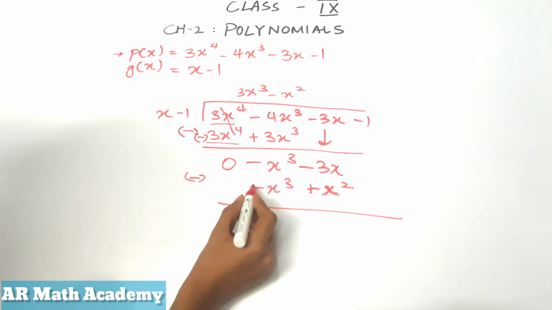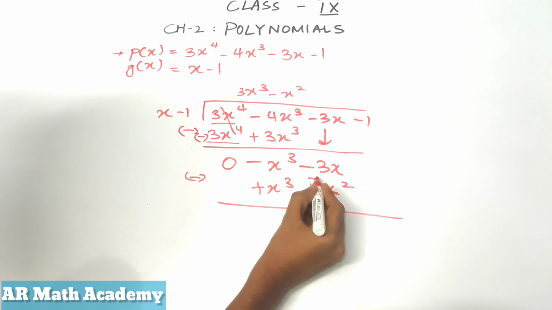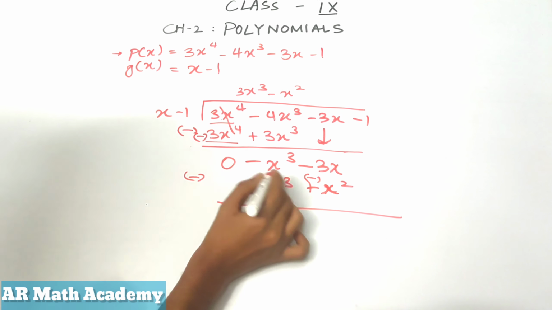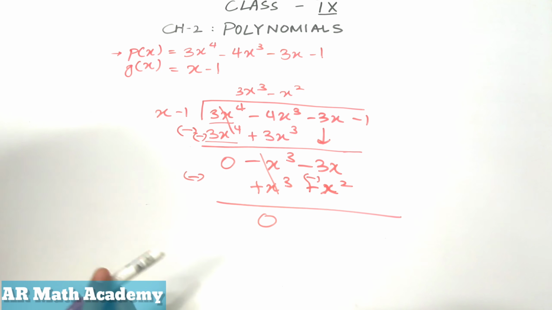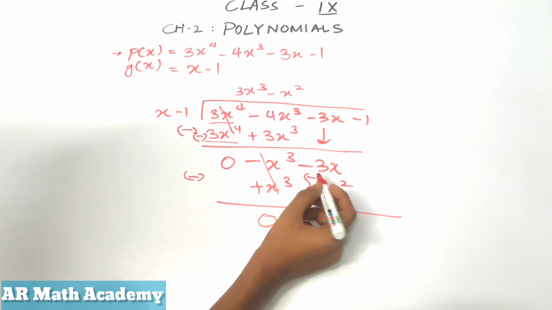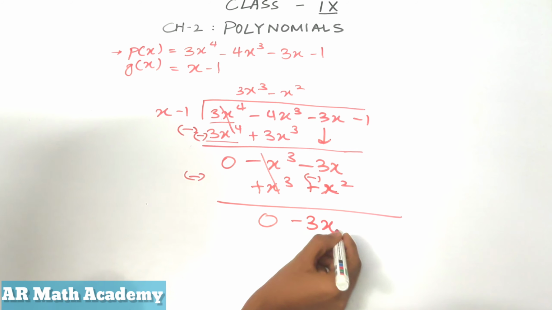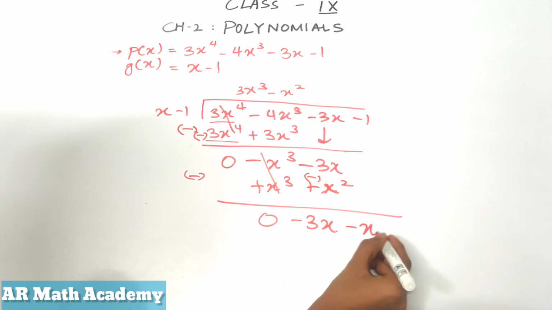So what is the sign over here? Sign over here is negative, so flip it to positive, and here is positive, so flip it to negative. Now you can observe that minus x cube plus x cube will give us 0, but over here there is an x term and an x square term. So what you are going to do is simply bring them down. So you don't have any term for the x term, so just simply bring it, minus 3x, and you don't have any corresponding term for x square, so simply bring it, so minus x square.